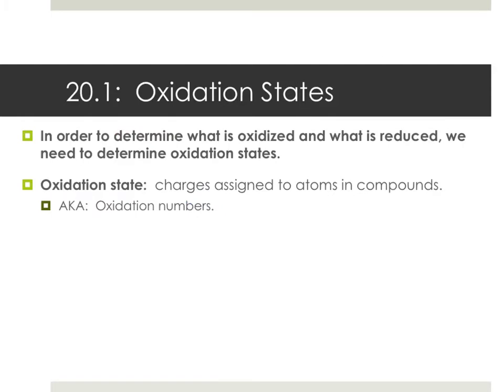So how do we determine what species was oxidized and what species was reduced? Clearly in the last two examples, we needed to know the oxidation states of each element in the compounds. The oxidation state is essentially the charge of the atoms in the compounds. They're often also called oxidation numbers. Many of these are very easy to determine. Some are a little bit more challenging.